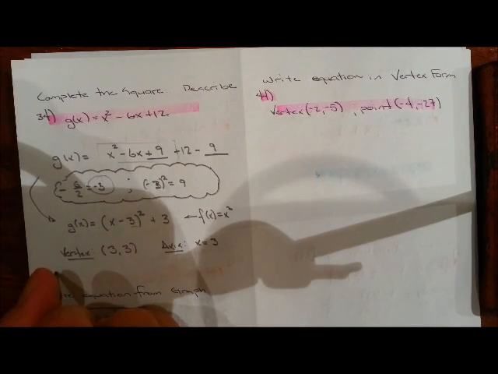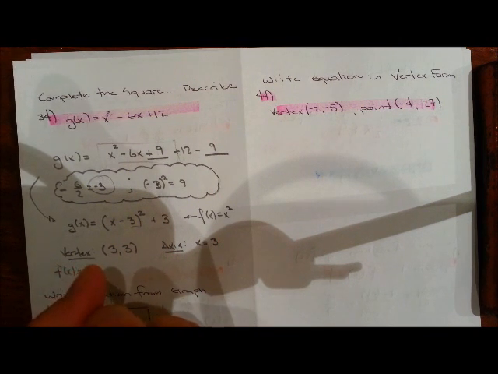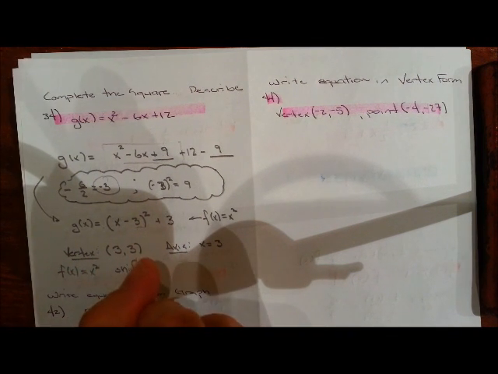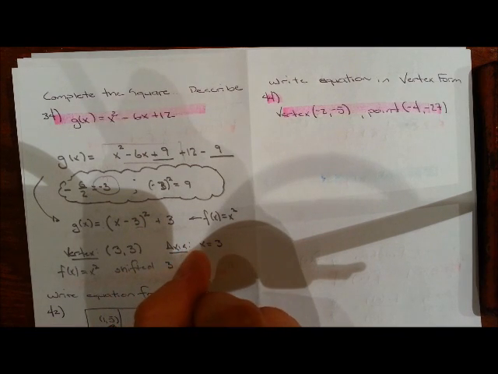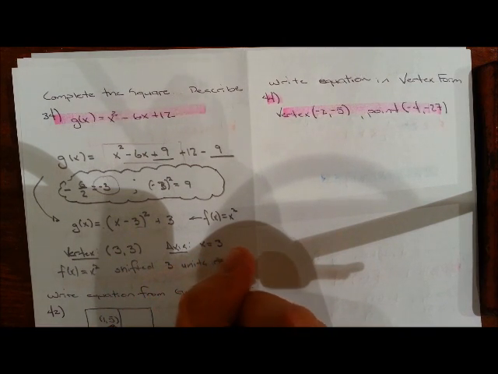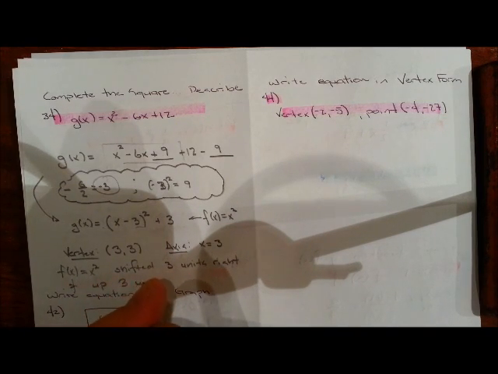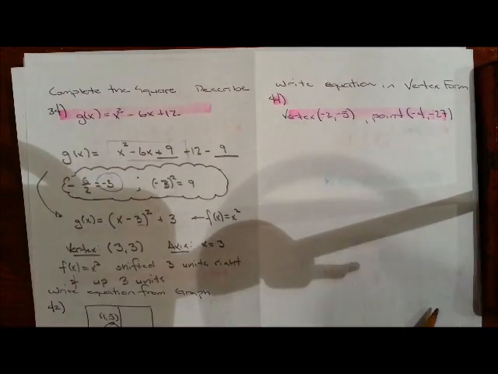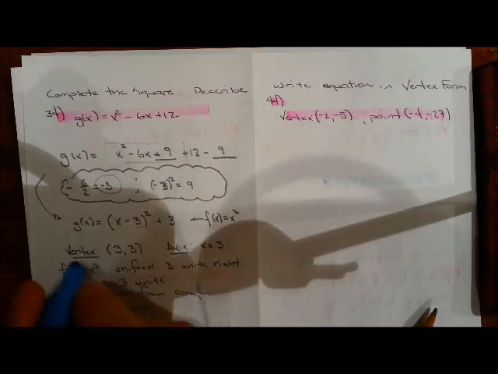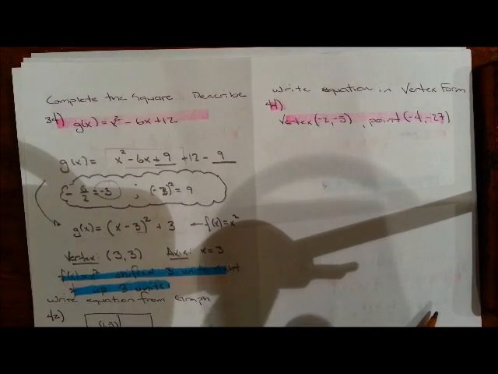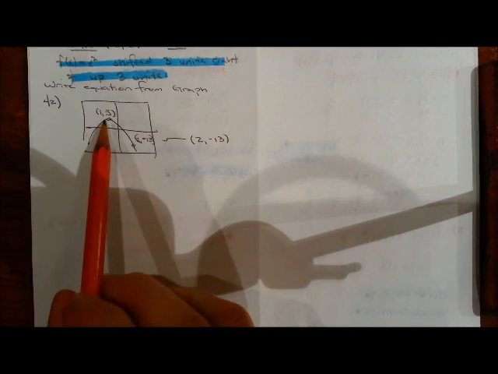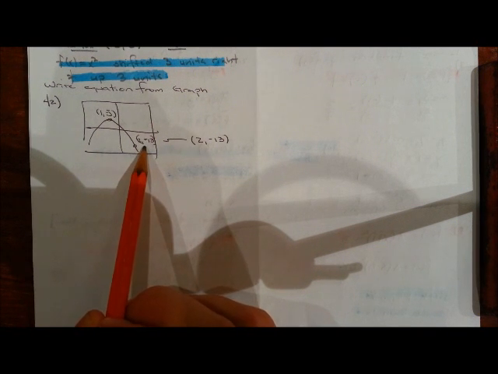So this is f of x equals x squared shifted 3 units right and up 3 units. All from defining and finding the vertex form and describing that vertex form. Next set of problems gives me the vertex point and then gives me another point on that graph, and I need to find the equation from that.